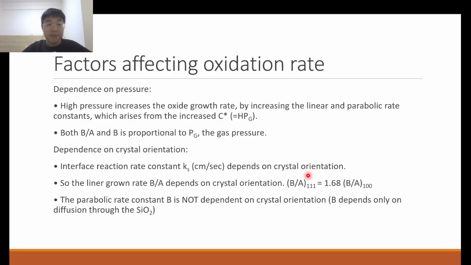However, the parabolic rate constant B, which is the diffusion-controlled rate constant, is not dependent on crystal orientation because it only depends on diffusion through the oxide layer, which does not have a significant dependence on the surface of silicon that's exposed. After all, regardless of which silicon surface is exposed, the silicon dioxide layer grown on top of it will be amorphous anyway, and so the diffusion through that layer will not depend much on the crystal orientation of the silicon below it.